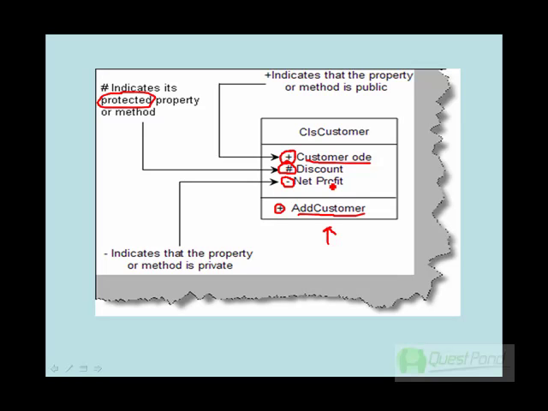use the protected property. So the plus indicates the public property, the minus indicates a private property or private method, depending on where you show the notation in the class diagram, and the hash indicates a protected property. That means only the inherited classes, or the child classes who inherit from this class can access the protected property.